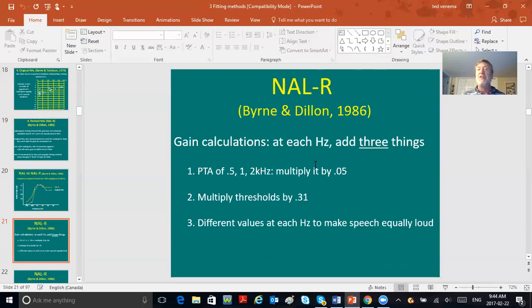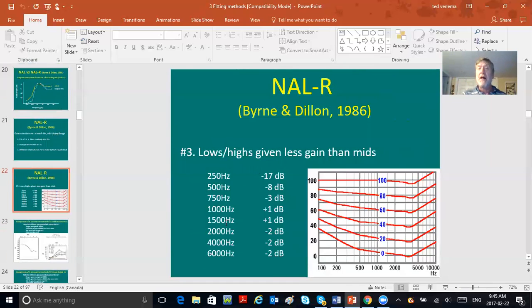And basically, they were done by three things added together. You always took the person's pure tone average at 500, 1,000, and 2,000 hertz, and you multiplied that by 0.05, or divided by 20, same thing. Well, and then you took the person's individual thresholds across the audiogram, and you divided those by 3, or multiplied them by 0.31. And then a third thing was you took different values at each frequency that made adjacent speech frequencies sound equally loud.